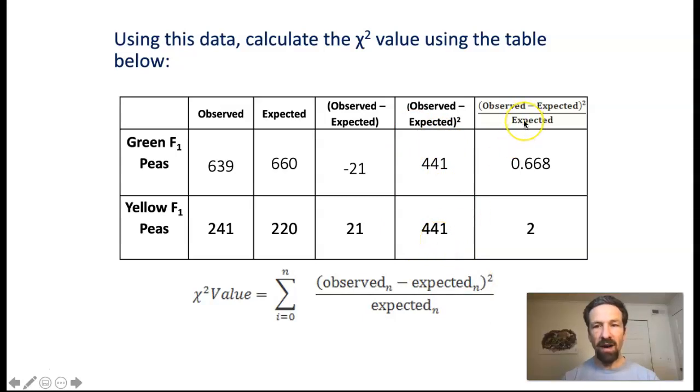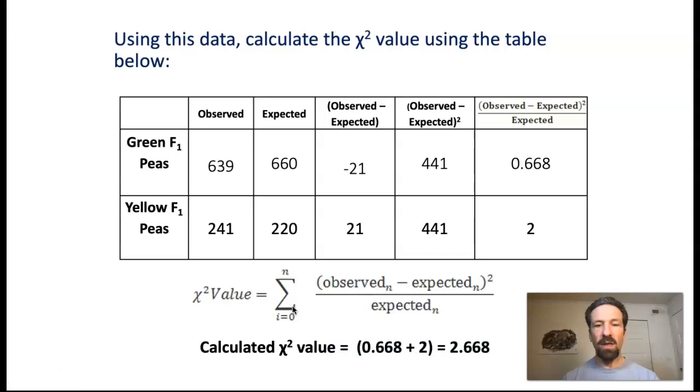Now in each case, we have to divide by the expected value. And the expected value for green was 660. For yellow, it was 220. So you can see 441 divided by 660 equals about 0.668. And 441 divided by 220 equals around 2 with some rounding error. So we've calculated this for each of our categories, but this sigma tells us we have to add up those numbers. So 0.668 plus 2, of course, equals 2.668. That is our chi-squared test statistic.